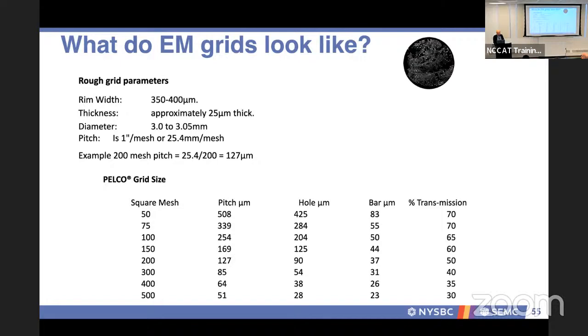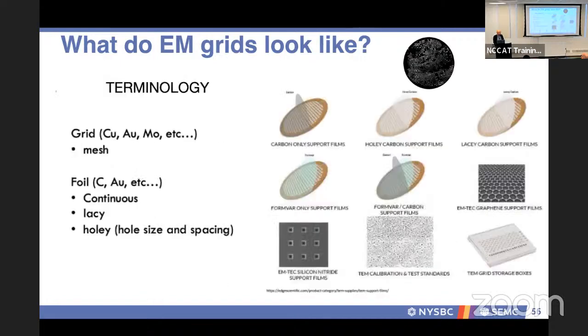So a grid is this mesh. What is on that mesh? It's called a foil. And be very careful, because a gold grid is just a gold grid. And you can get a Quantifoil gold grid that has carbon on it. So if you say gold foil, gold grid, then you mean that it's all one material.